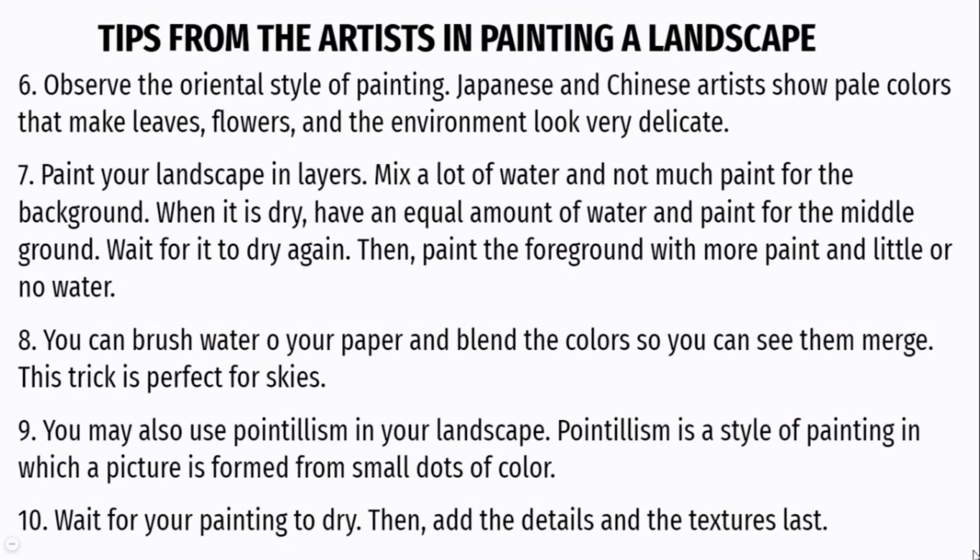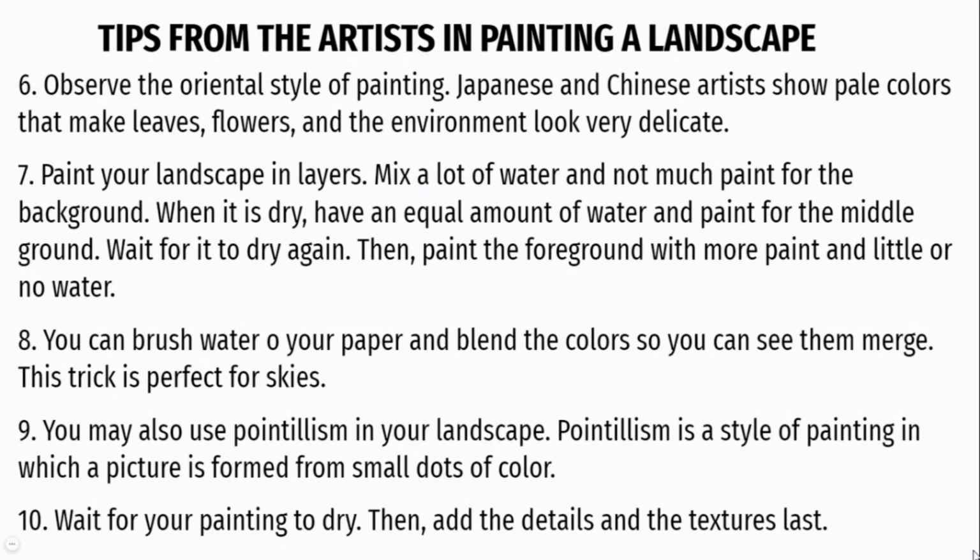Seventh, paint your landscape in layers. Mix a lot of water and not much paint for the background. When it is dry, have an equal amount of water and paint for the middle ground. Wait for it to dry again. Then, paint the foreground with more paint and little or no water.